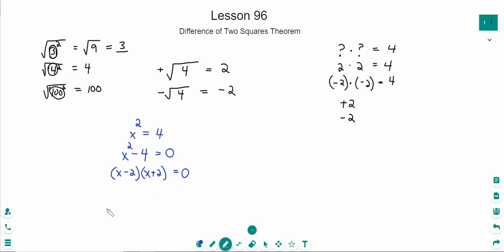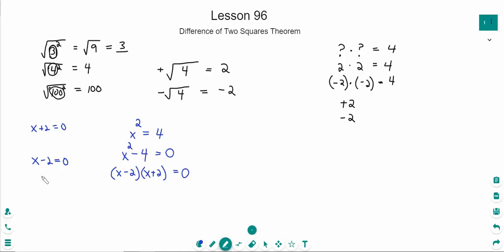That's equal to 0. And by the zero factor theorem, we know that in order for this to be true, one of these factors, either the x minus 2 or the x plus 2 or both, have to be equal to 0 in order for us to be able to multiply them and get a 0. We've talked about this before. So the x minus 2 would have to be equal to 0, or the x plus 2 would have to be equal to 0.